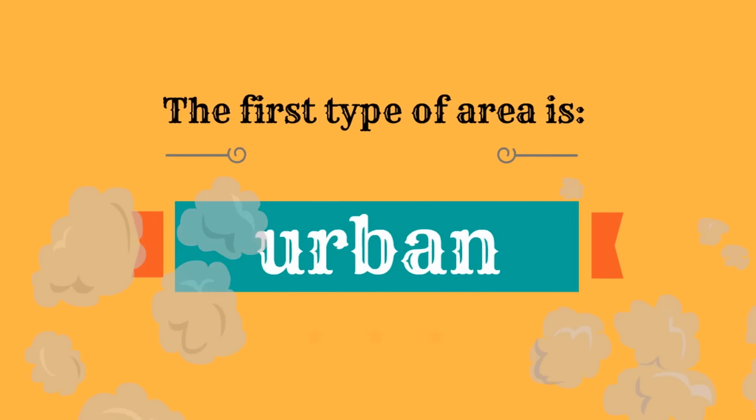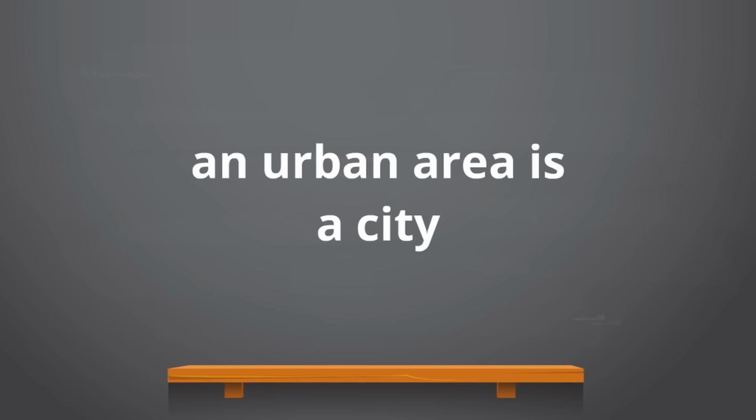The first type of area that we're going to learn is urban areas. An urban area is a city. It is crowded with lots of buildings and people.